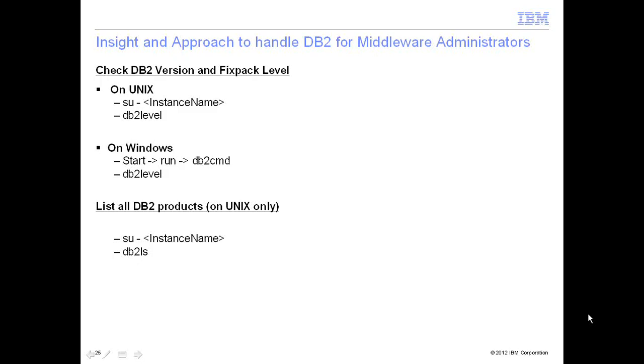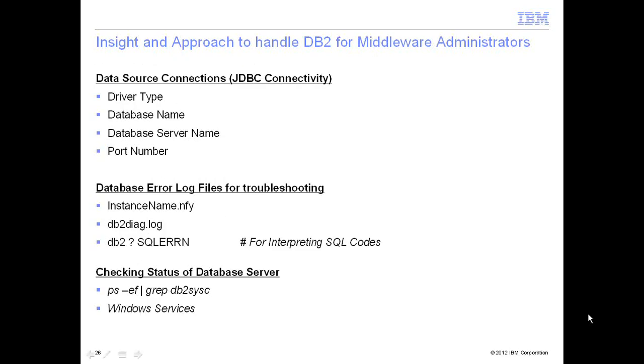All they have to do is switch user to the DB2 instance owner and enter the db2level command. Similarly, if you want to know what DB2 products are installed on the system, it's only on Unix, from version 9 onwards, that you can use db2ls. Moving on to slide number 26.